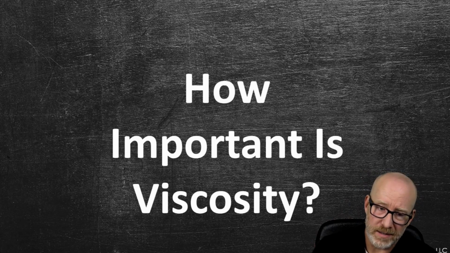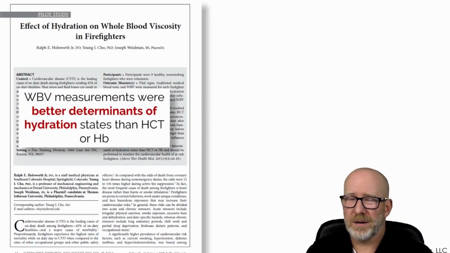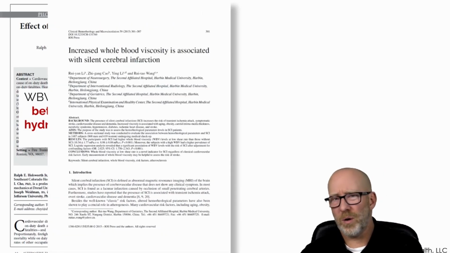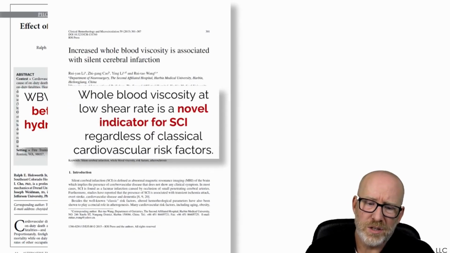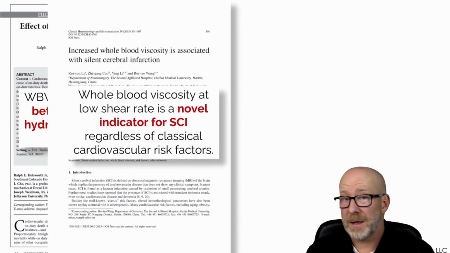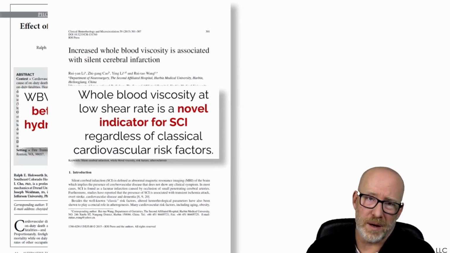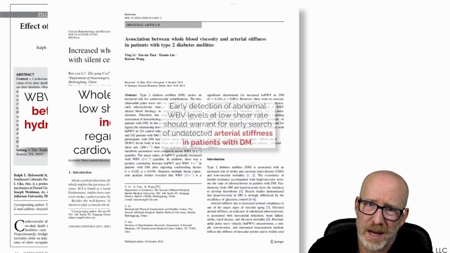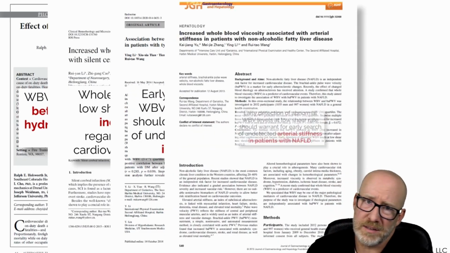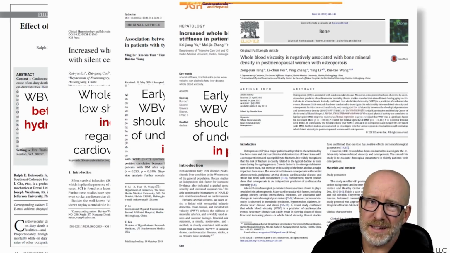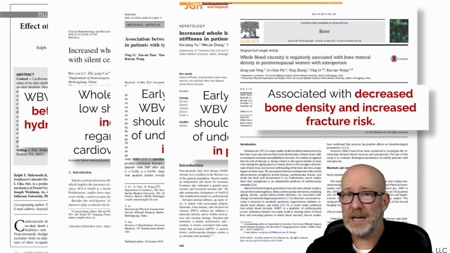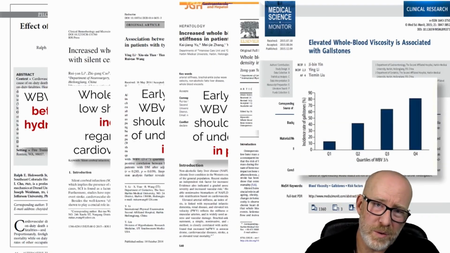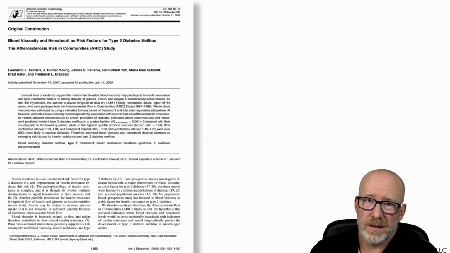Why? It turns out that viscosity is a better marker of dehydration than traditional dehydration markers. Blood viscosity is associated with a whole bunch of different cardiovascular issues like silent cerebral infarction, better than traditional conventional markers, by the way, things like hypertension and cholesterol. Viscosity is associated with more arterial stiffness in type 2 diabetics, as well as more arterial stiffness in people with fatty liver, as well as an increased risk of bone fractures and decreased bone density. And if you have higher viscosity, there's more association with gallstones. We need to be looking at viscosity.